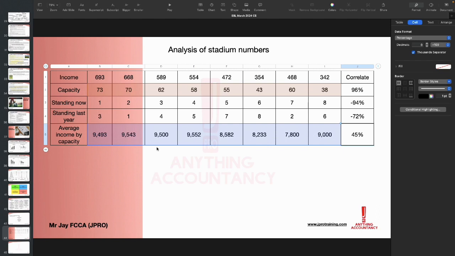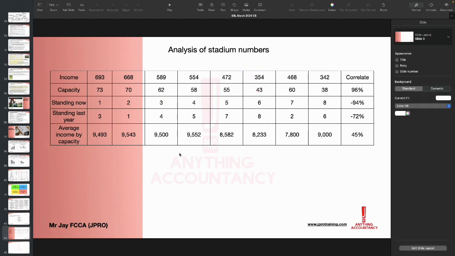if I was to take capacity and average income, there is very low correlation between capacity and average income. Okay, remember, I'm looking at capacity and income. There's a high correlation between capacity and income. If I was to look at standing and income, there's a high correlation between standing and income. Remember, it's negative also, it's very strong. The outcome is very strong. Standing with last year is moderately strong. Average income and income is not really consistent.